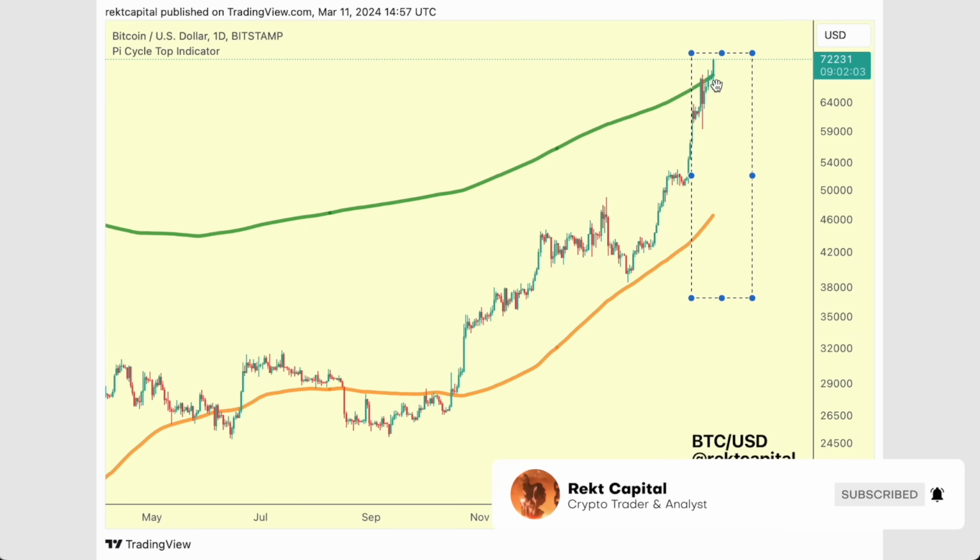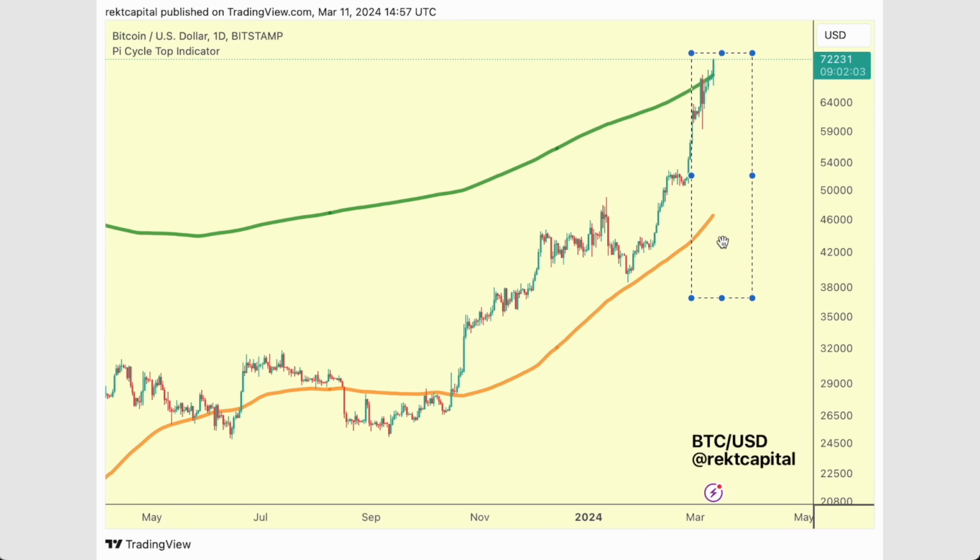And of course, we're talking about both of these, the 350-day moving average multiplied by 2 and the 111-day moving average multiplied by, well, nothing actually. It's just a 111-day moving average, whereas this one's the 350 moving average multiplied by 2.